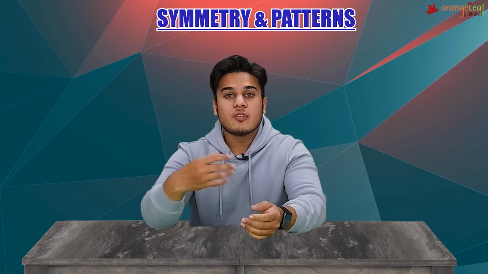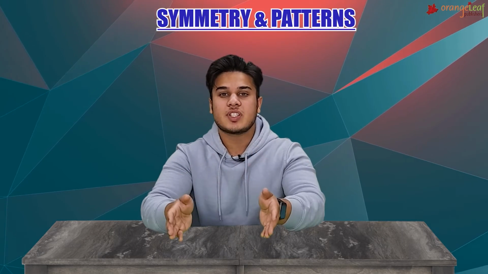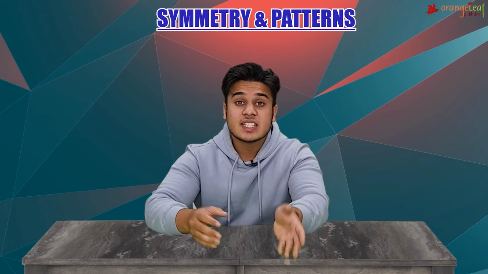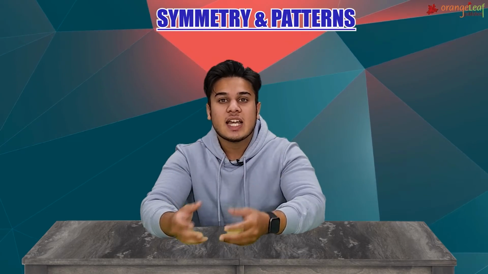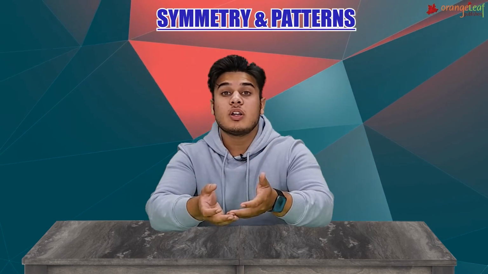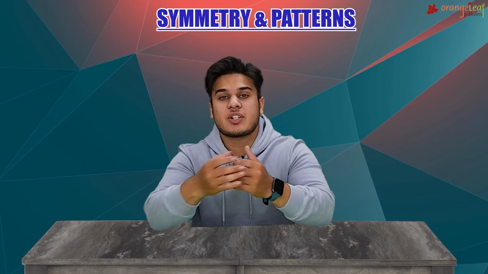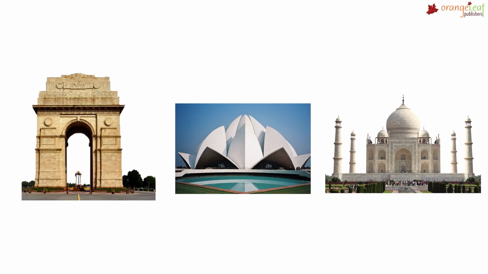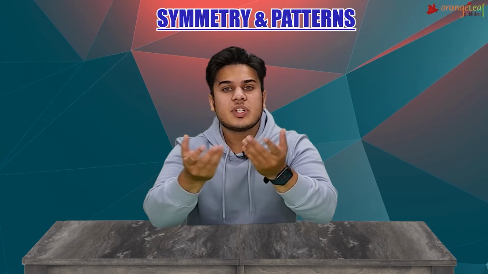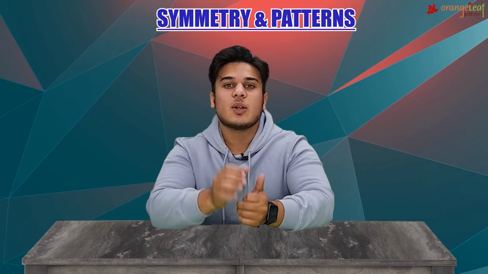Now, when a shape or a figure is divided into two halves such that one half is a reflection of the other half, then we say that the shape or the figure is symmetrical, or we say that the shape has symmetry. Have a look at these pictures. All the pictures shown are symmetrical. In each of these, we can draw a vertical line to divide the pictures into two equal halves. The line which divides a figure or a shape into two equal halves is called the line of symmetry.